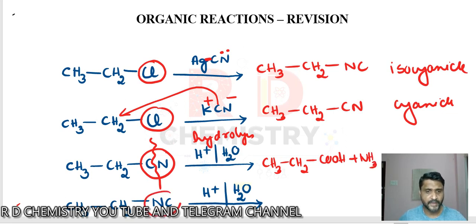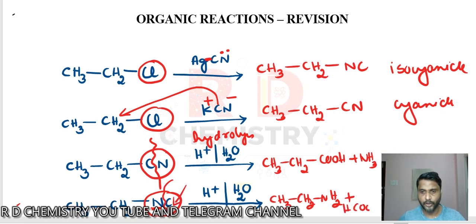Next one, here isocyanide is there. You have to bring about the acid hydrolysis. So nitrogen is there, therefore amine derivative CH3CH2NH2, and in reverse, the other one should be the carboxylic acid with one carbon. So one carbon with the carboxylic acid, the formic acid.